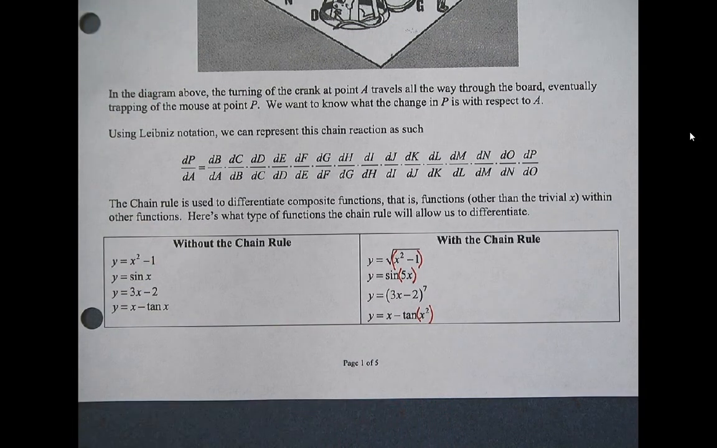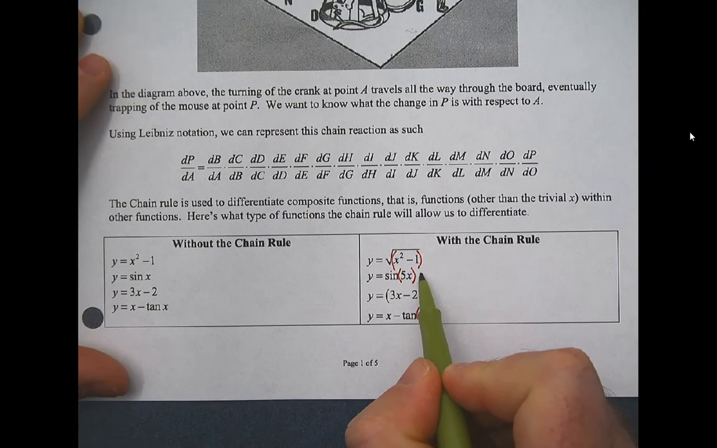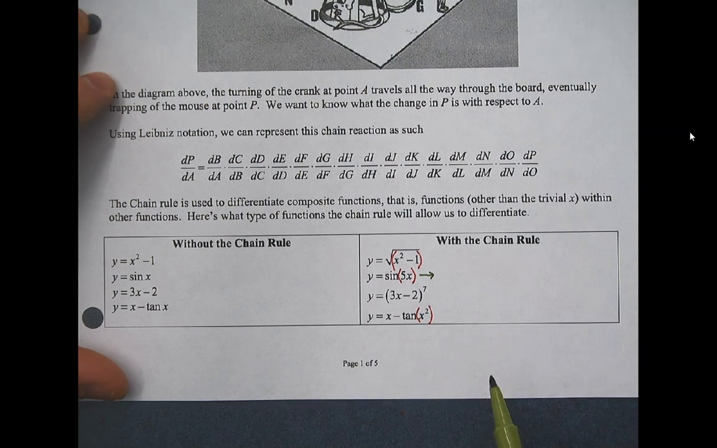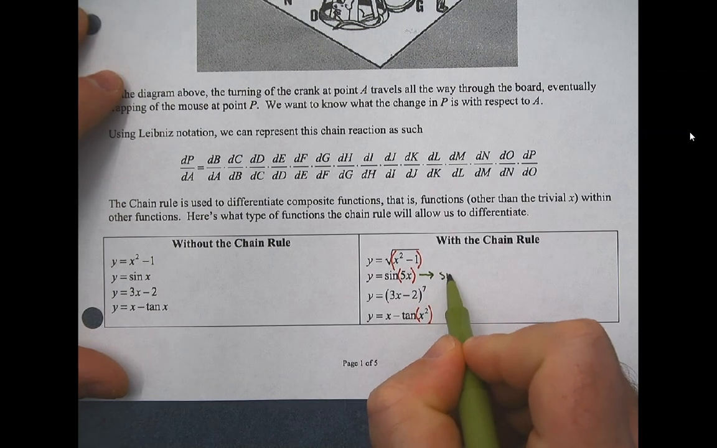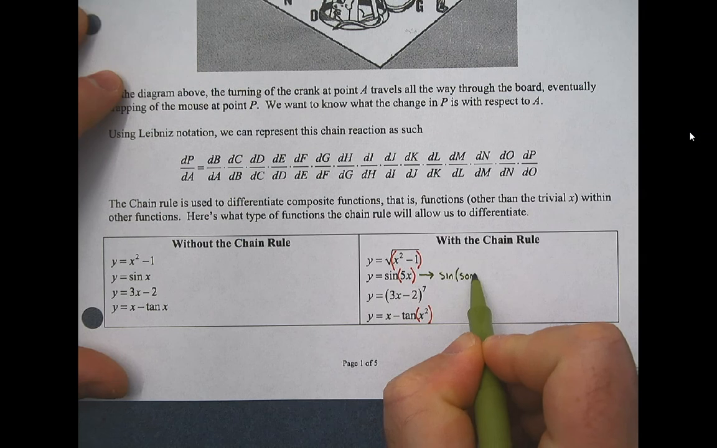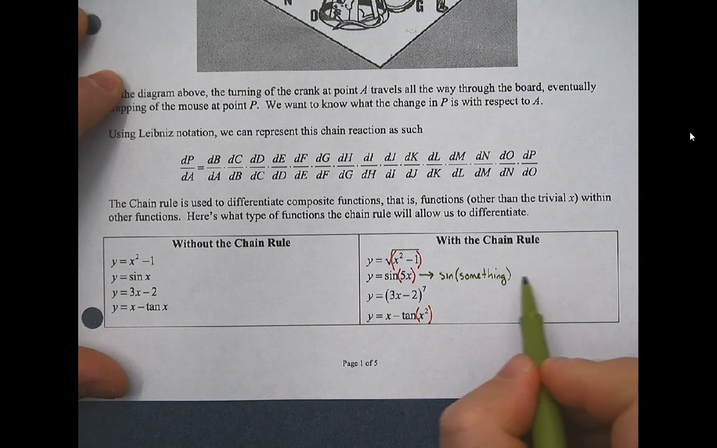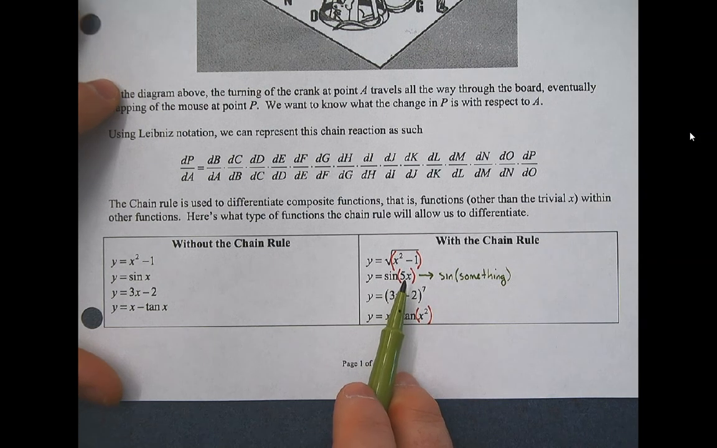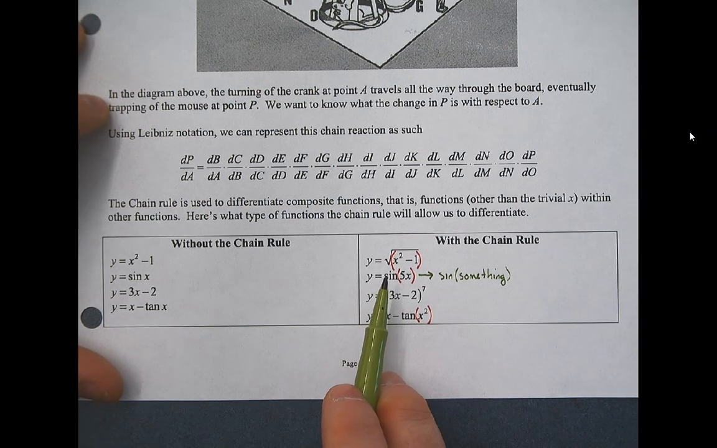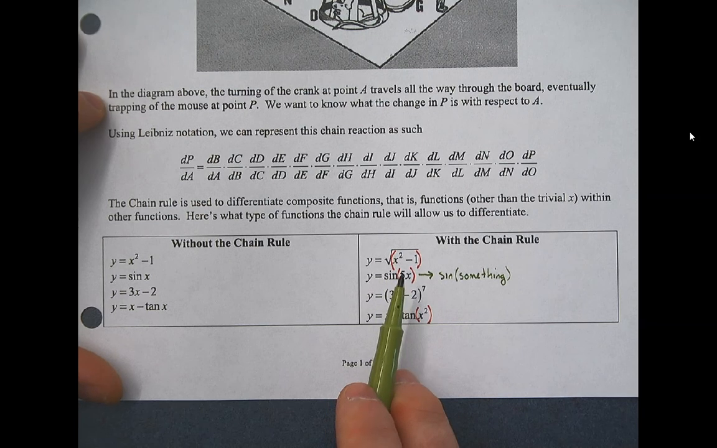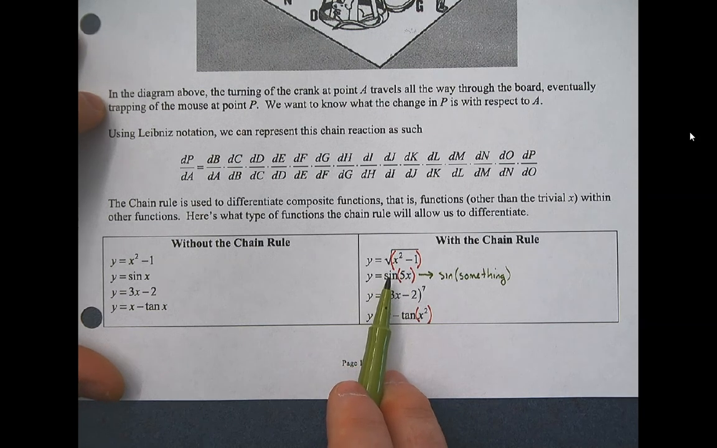So let's take this one. I'm going to ask you, what's the outside function? Sine of, and we're going to use the phrase something. And then what's the something equal to? That's the 5x. But I don't want to say that my outside function is sine of 5x. That's not true. The outside function is the sine function. So we say sine of something.